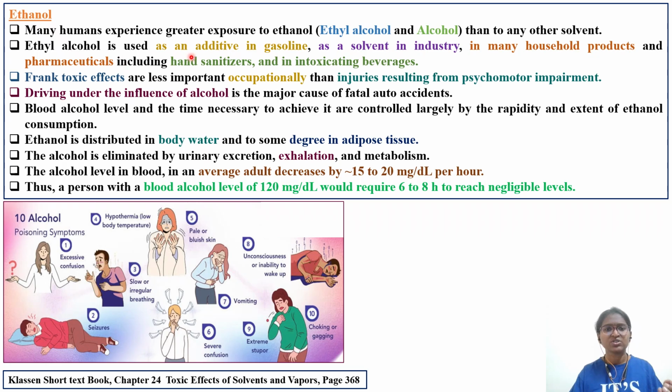Ethyl alcohol is used as an additive in gasoline and as a solvent in industry. That's why, if you see ICH Q3C, this alcohol has been listed as a class 3 solvent with a permitted daily exposure of 50 mg per day. It is commonly used as a solvent because of its polarity, the chemistry of which I will discuss in another video, and why it is a commonly used industrial solvent.